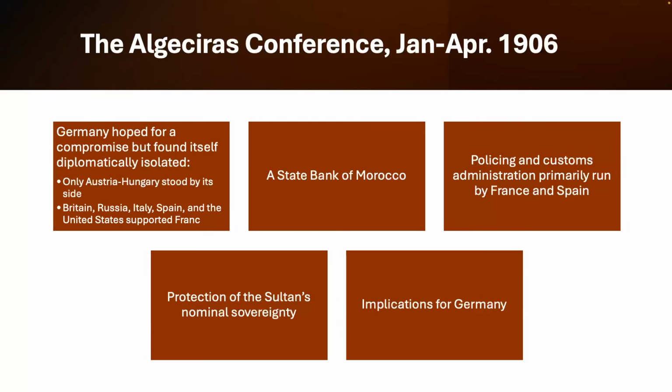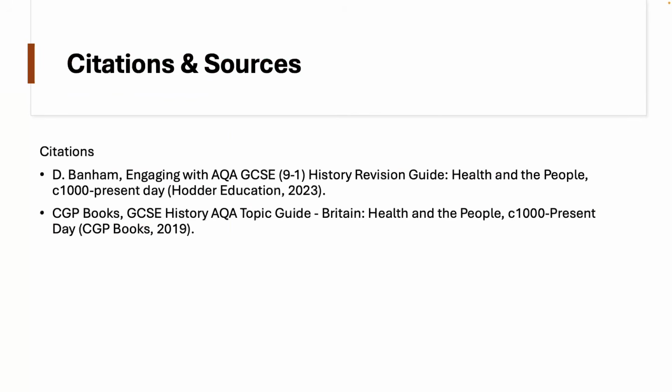This wouldn't be the last of the Moroccan crises. There will be one that we will see in a couple of lessons' time. But for now, I want to spend a little bit of time looking at the Bosnian crisis, because that Bosnian crisis in 1908 provides us with even more ammunition for how the First World War begins.